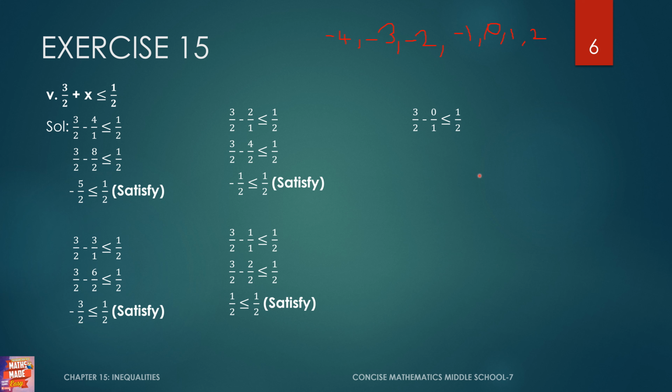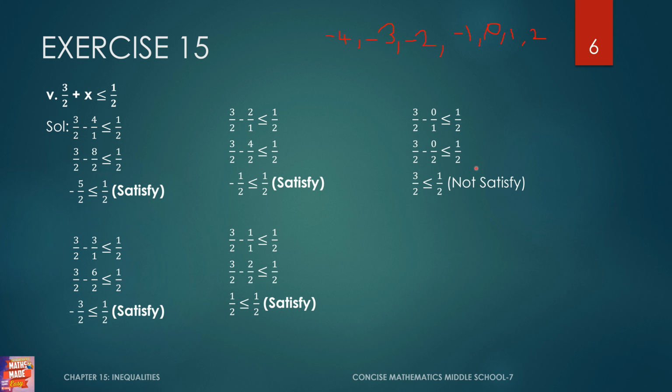Now the next number is 0. Again, the denominators are different, so make the denominators equal. Now 3 minus 0 is 3 by 2. Is it less than or equal to 1 by 2? No, it doesn't satisfy. 3 by 2 is greater than 1 by 2.